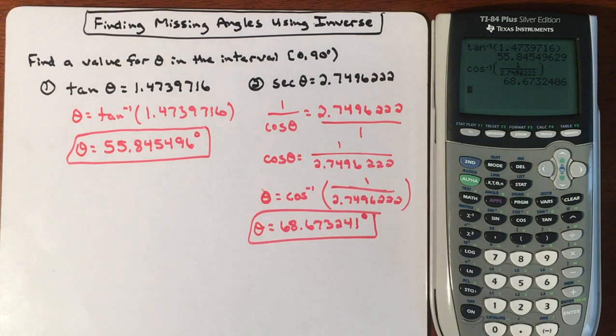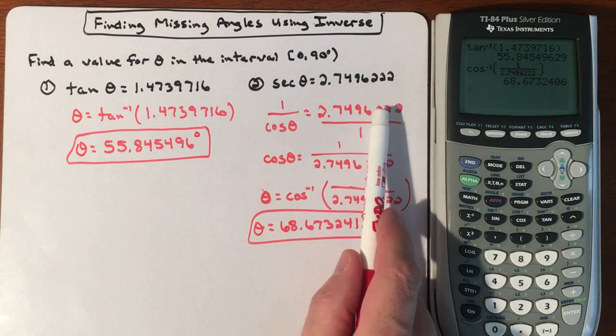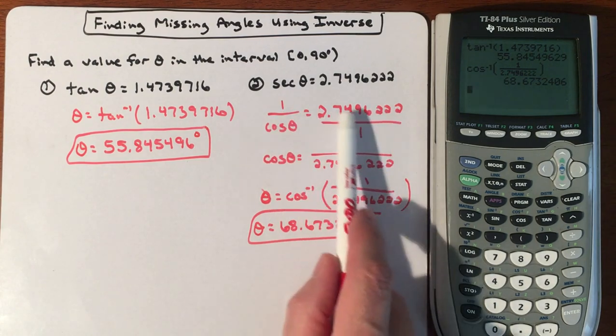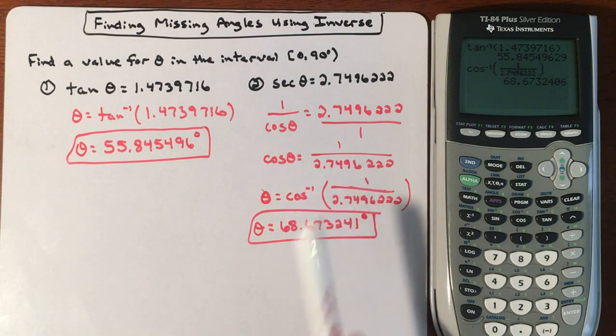Okay, so that one's just a little bit trickier. Anytime you have a reciprocal, just basically do the reciprocal. You're going to have 1 over, whether it's sine, cosine, or tangent, equal to your value, and then just do the reciprocal of that. That's an equivalent equation, and then you can do the inverse.